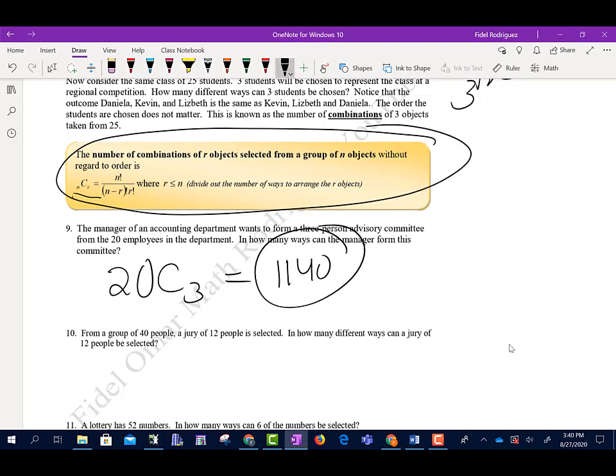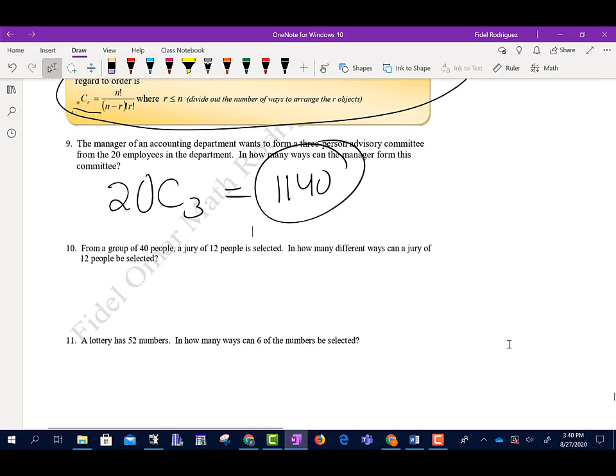Okay. I want you to notice that a lot of these problems, guys, really are calculator type problems. Okay. I'm going to be using my calculator. I don't want to be using the actual formula where I have to do this computation, because this is going to be unnecessary. From a group of 40 people, a jury of 12 are selected. So again, we're going to go 40, choose 12.